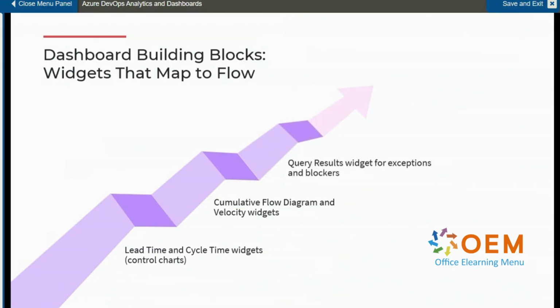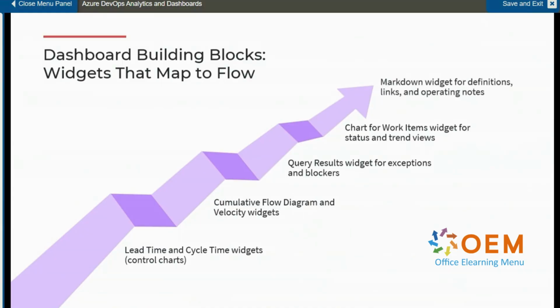And query results help teams highlight items that might need some attention, like blocked work, aging items, or high priority issues. The query results widget supports daily decision making. And the chart for work items widget helps teams visualize work by state, type, or other fields. Trend views help teams understand whether they're improving or falling behind. And Markdown widgets help teams document definitions, link to playbooks, and simply provide context. This makes sure that dashboard viewers understand how to interpret the data that they're seeing.